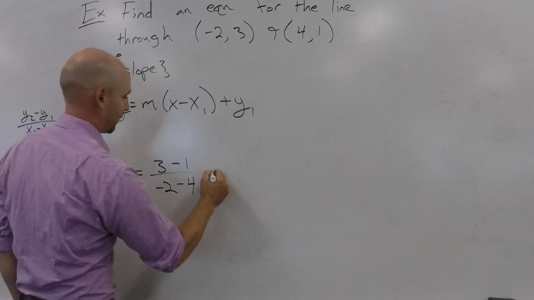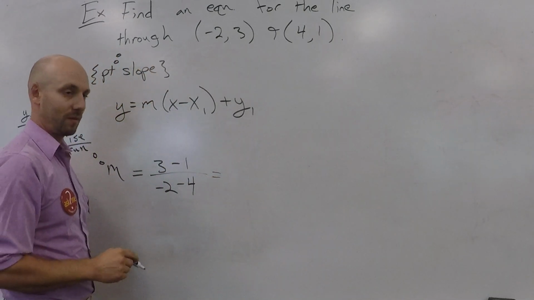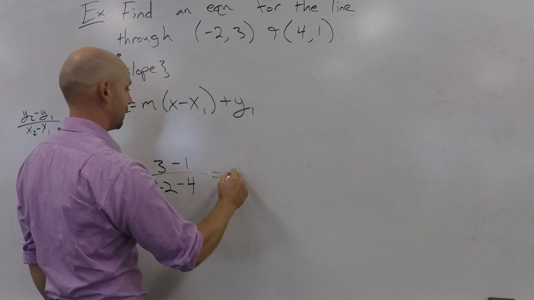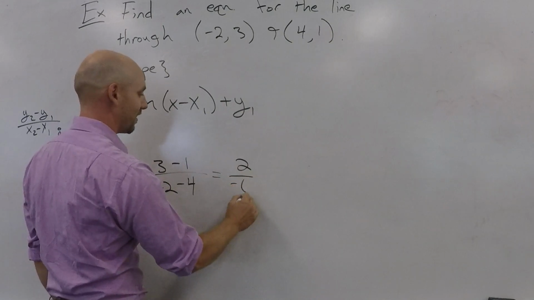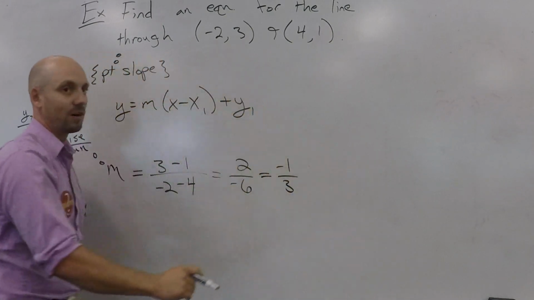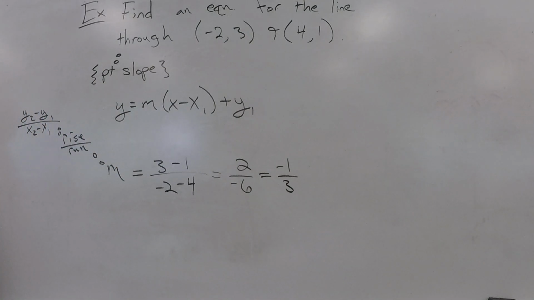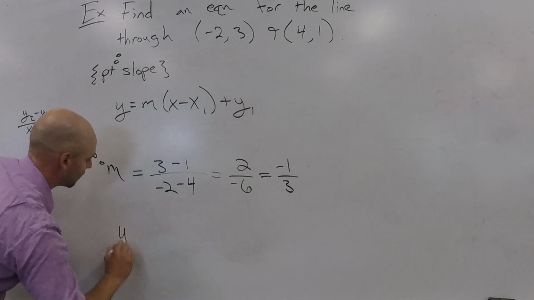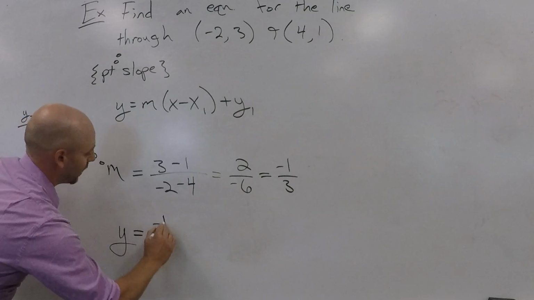Okay, what'd you get? Okay, so you got 2 over negative 6, which you reduced, excellent, to negative 1/3. Cool. What do you do with that? It's the slope. Okay, that's the slope, so it goes in the other thing. So I get y is negative 1/3.